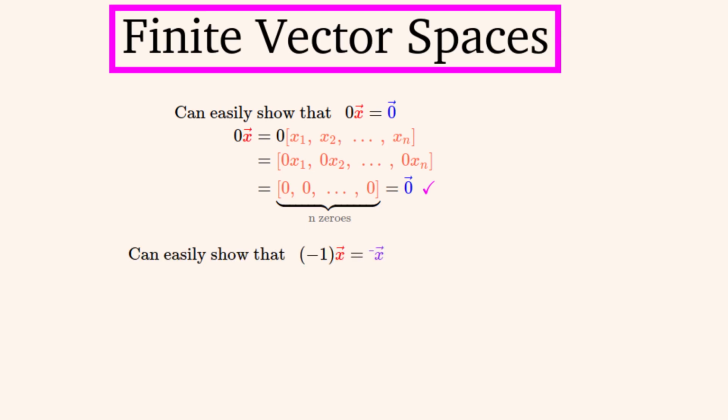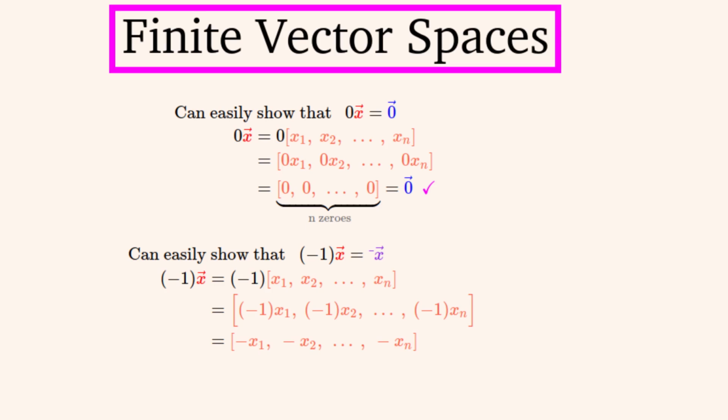We can easily prove this difficult theorem too. We'll start with the left-hand side and substitute in the row vector form of x for x. Then we'll multiply every entry in x by -1. This gives us the negative of every entry in x, which is the definition of the negative of x. So we've proven this theorem true for Rn. It doesn't prove it true for vector spaces that have an infinite number of entries, so we still need the other forms of these theorems for infinite vector spaces.